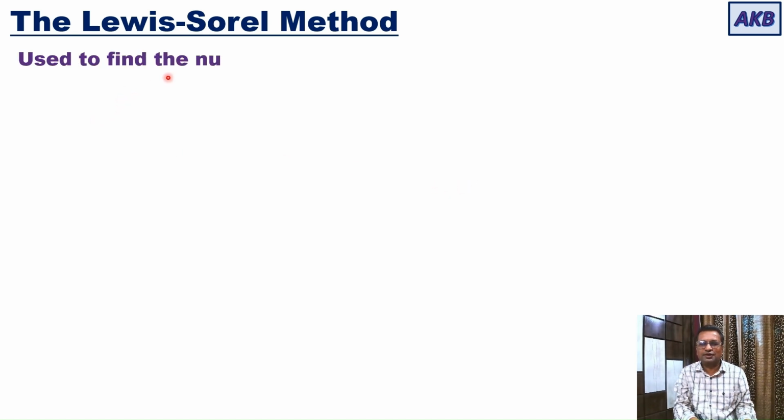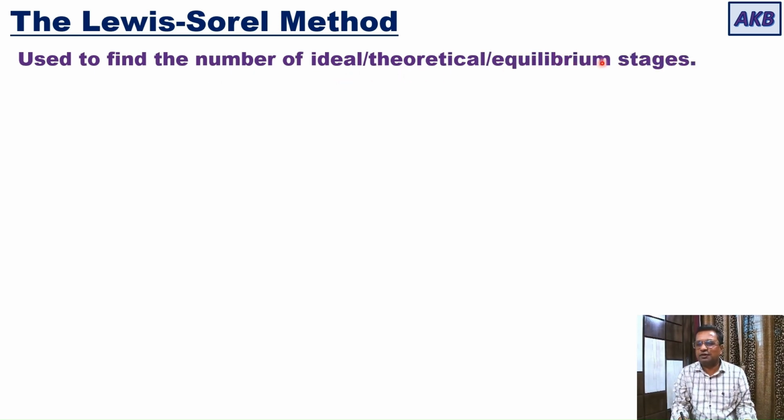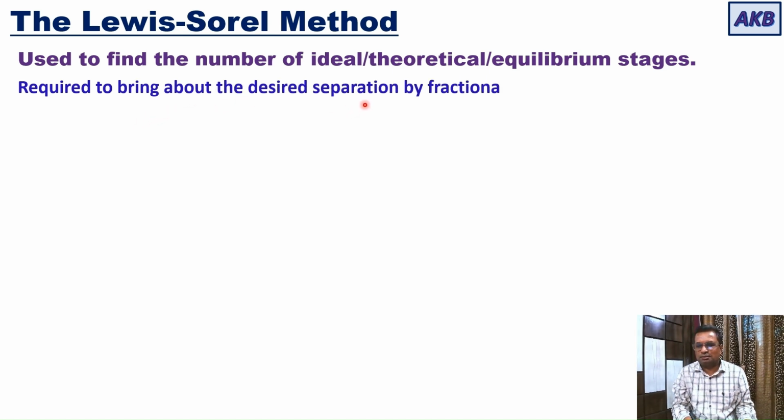To begin with, let us know the basic information regarding the Lewis-Sorel method. The Lewis-Sorel method is used to find the number of ideal or theoretical or equilibrium stages that are required to bring about the desired separation by fractionation in a tray column. So the method will give us the number of ideal stages, or you can say the number of theoretical stages or equilibrium stages, required for the desired separation in a typical tray column.